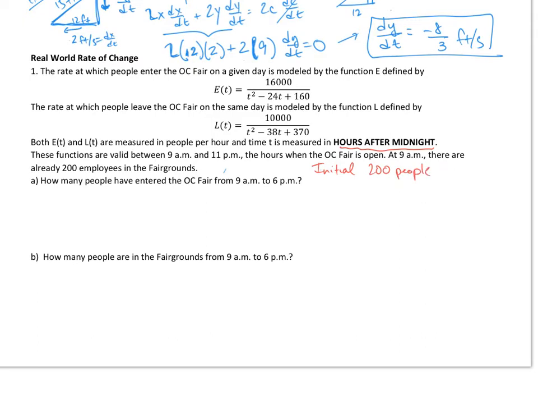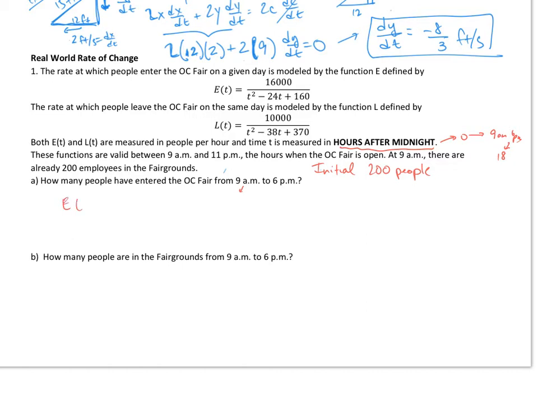So how many people have entered the fair from 9 a.m. to 6 p.m.? Well, let's change this. Since we're going after midnight, midnight's going to be our 0. 9 a.m. would be 9. And then 6 p.m. is going to be 18. So we're going to kind of base it off military time here. How much time has elapsed?